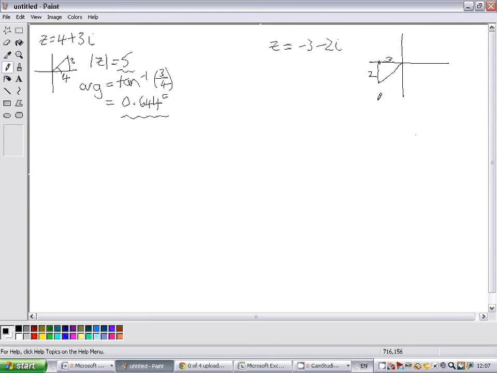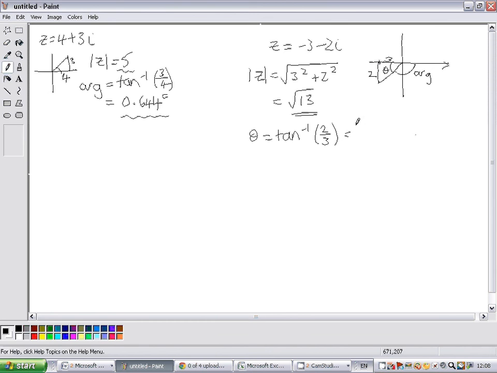Now the actual argument, remember, is always measured from here. So what we're actually going to be looking for is this angle here. So we'll come back to that in a second. Let's just focus on this triangle. I'll call that theta in there. So the modulus is going to be the square root of 3 squared plus 2 squared, and I'll leave that as a surd, that's root 13. For the argument, well, theta, we're going to have to work out first, is the inverse tan of 2/3. And that works out to be 0.588.